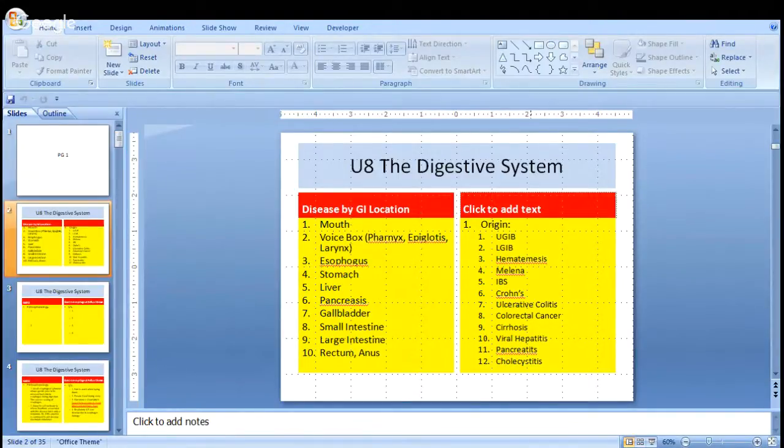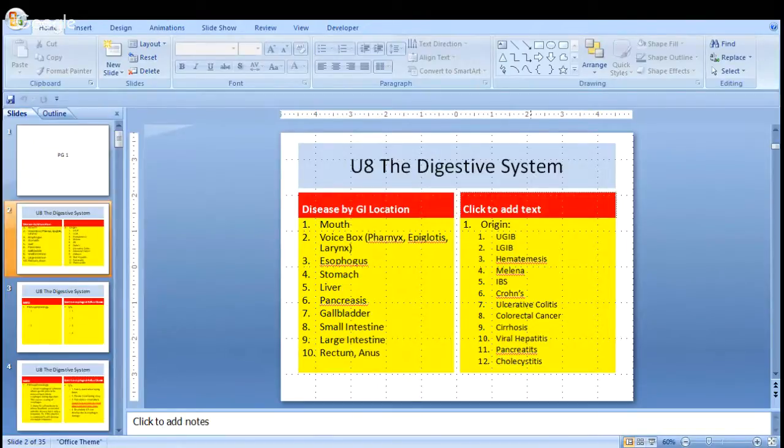What I've done is I put together diseases by location, and they don't act one-to-one. The left side is just a review of the GI system in the order that things come: your mouth, your voice box, your esophagus, stomach, liver, pancreas, gallbladder, small intestine, large intestine, rectum, anus. That's flowing through the whole system. Then origin, UGIB and LGIB. Addison, what do those mean again?